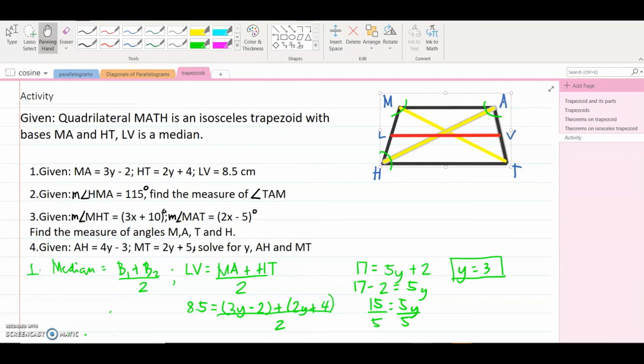Okay, last, number 4. We are given AH, which is 4y minus 3, and MT, 2y plus 5. So we're going to solve for y, line segment AH and line segment MT. As you can see here, AH and MT are both diagonals in an isosceles trapezoid. So obviously, whatever the measure of line segment AH will be the same for MT. Okay. We have to solve first for the value of y.